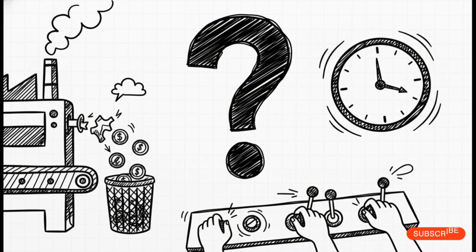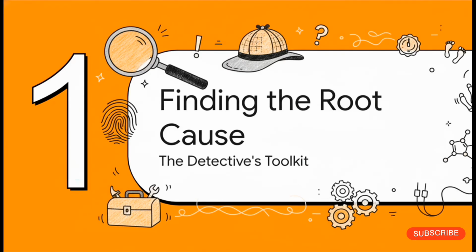The first thing you want to do is just start tweaking settings on the machine, but honestly, that usually just makes things more confusing. So the real question is, where do you even begin? Okay, this is where we stop panicking and start investigating. To solve any defect, you really have to think like a detective. You need a system, a proper toolkit to uncover what's really going on.